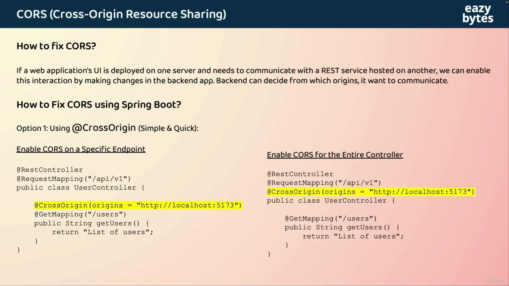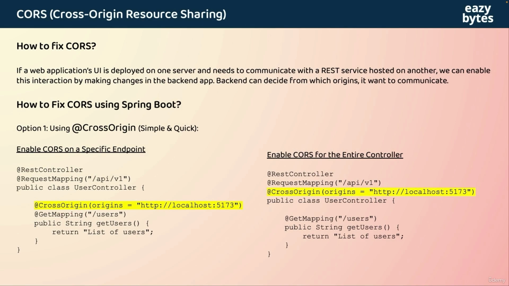When we are building a backend application using Spring Boot, there are multiple approaches on how to fix this CORS problem. The very first approach is by using the CrossOrigin annotation. This approach is simple and very quick. You just have to mention this annotation on top of your controller class or on top of your REST API method.